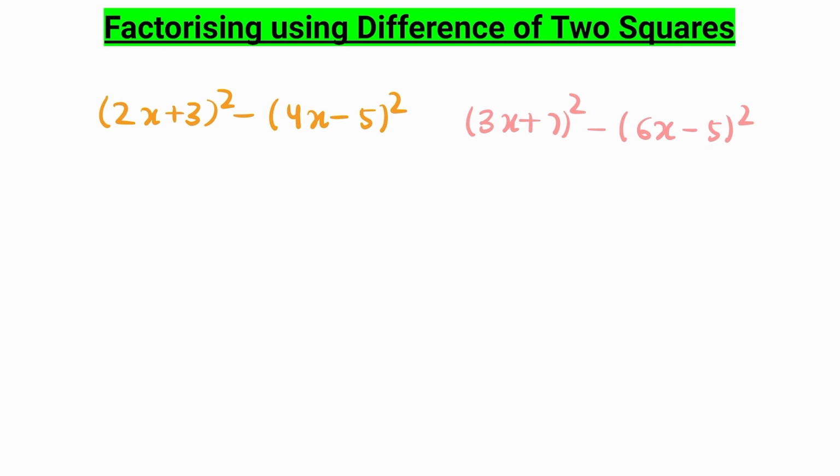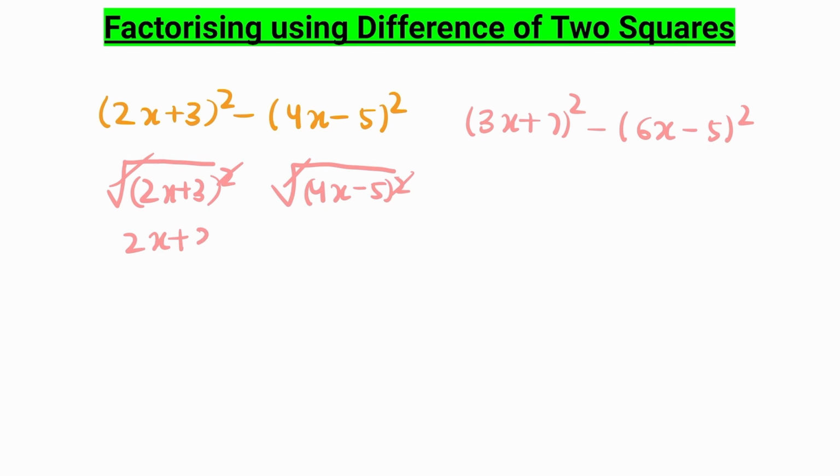What should we do? We should take square root of both the terms in the expression. Square root of 2x plus 3 squared and square root of 4x minus 5 squared. The square root symbol and square symbols cancel out to give us 2x plus 3 and 4x minus 5. After that we should organize them into brackets. 2x plus 3, 4x minus 5 within one pair of brackets, and again 2x plus 3, 4x minus 5.